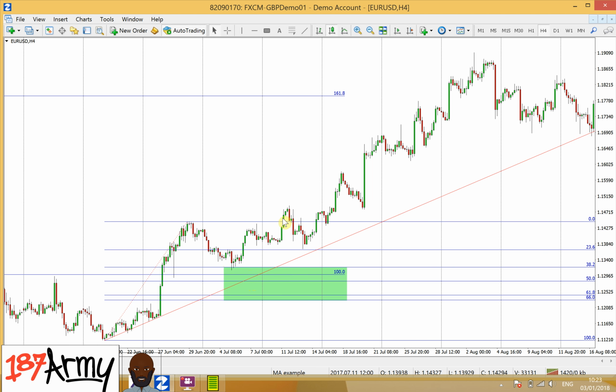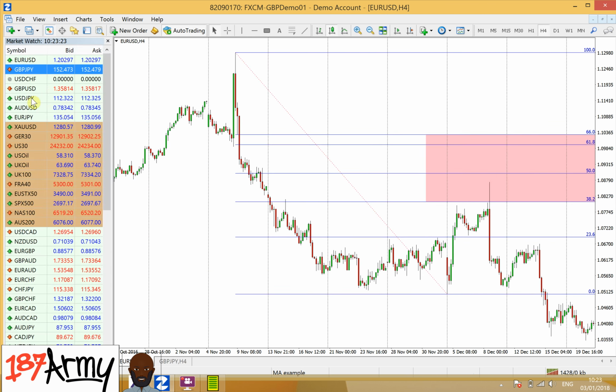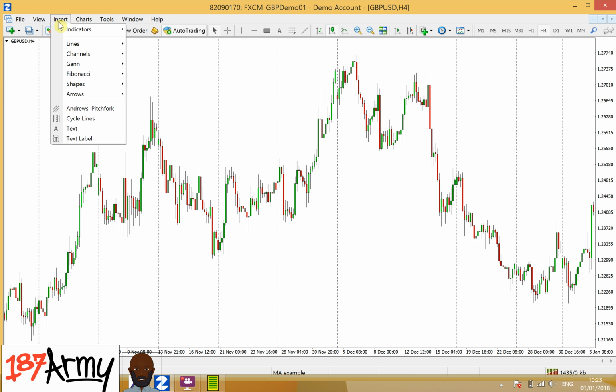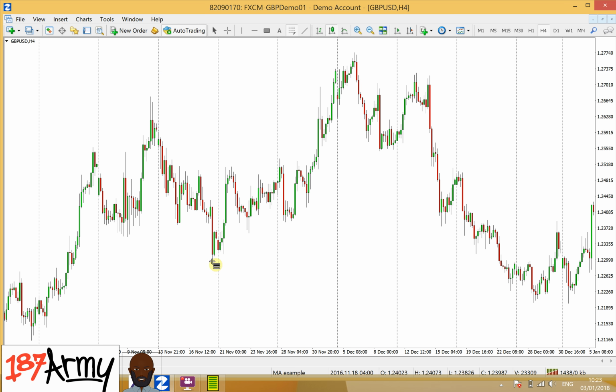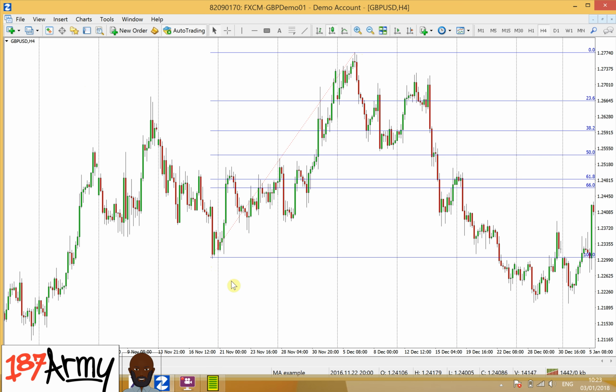We'll also recap on Fibonacci again and make more videos on it, but hopefully this is a good starter to help you get started. Again, if you don't know how to find Fibonacci, I'll quickly help you find it. Just drag and drop another currency pair. So you press insert, go down to Fibonacci, then press retracements, and then when drawing Fibonacci in an uptrend, you draw Fibonacci from the low to the high. So that's how you draw Fibonacci in an uptrend, from low to the high.